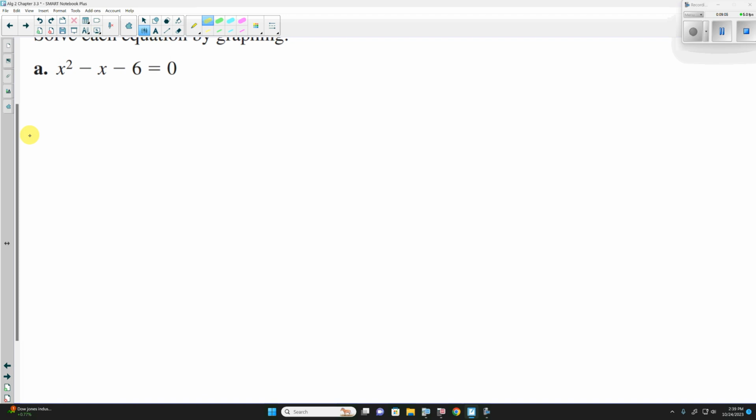So when we solve a quadratic by graphing, one of the first things we need to do is get it equal to 0. We need to get it equal to 0. So what do we need to do to this first one here to make it be equal to 0? Nothing. It's already equal to 0. So we can graph it.